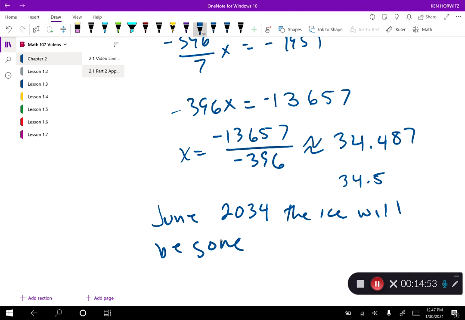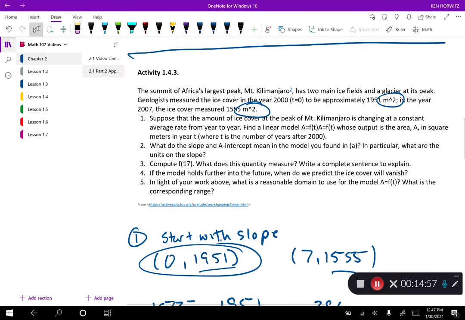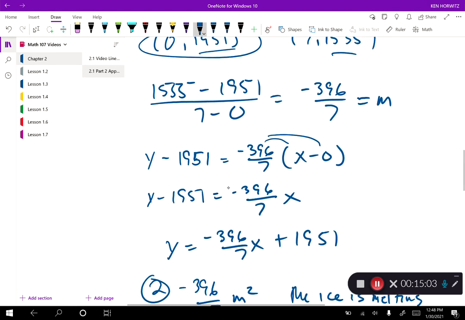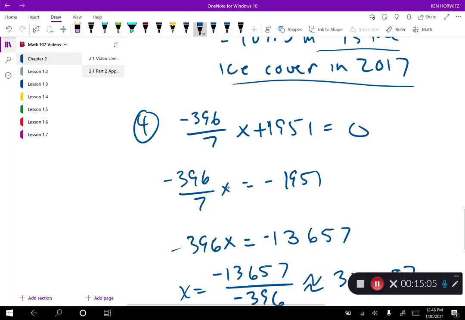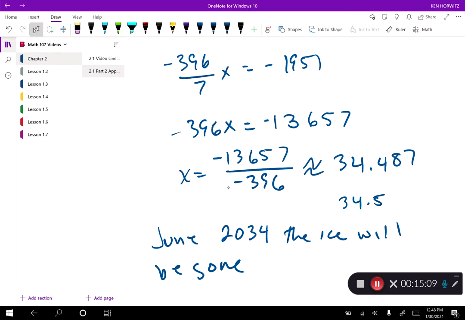So then the last piece says, in light of your work above, what's a reasonable domain and what is the corresponding range? All right, so now here's the thing. Technically, this is a polynomial, so the domain can go from negative infinity to positive infinity, but we have a context. Our context is the ice melting.